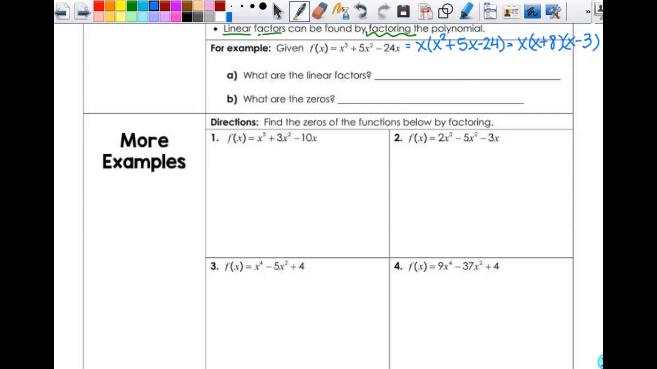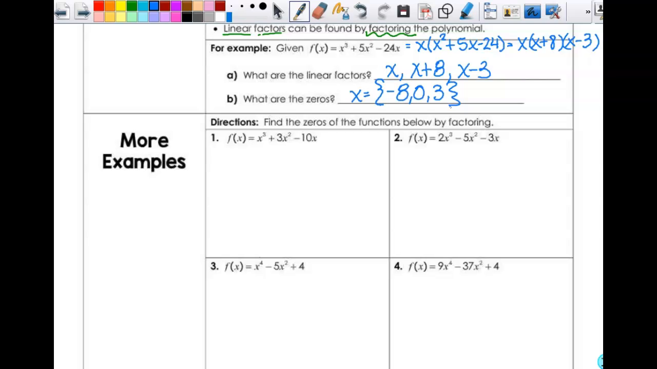Since this is factored, my linear factors are x, x plus 8, and x minus 3. If you want to put parentheses around them, that's fine. It really doesn't matter either way. Then the zeros come from that, right? x equals 0, negative 8, and 3. So I should list negative 8 first: negative 8, 0, 3. All that sound familiar? Again, some of it is just tying the correct terminology to what you already know how to do and putting all this together.